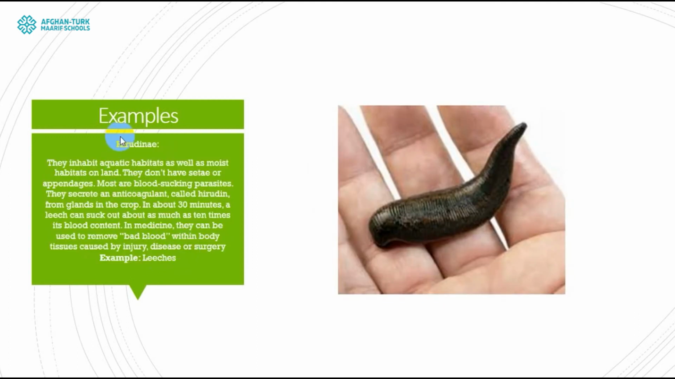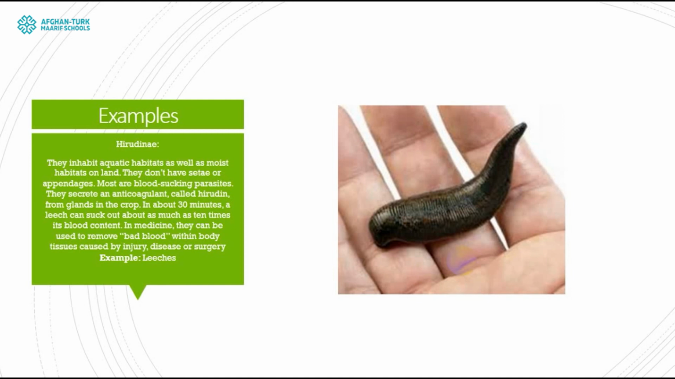The last one, Hirudinea, as you can see, they are also segmented worms, and they are parasitic. They are aquatic animals. Inside the water we can find them, and they are parasitic. Like, they can suck the blood of the host. It means in 30 minutes it can suck as much as 10 times of its own blood content, and with sucking blood their size is getting increased.